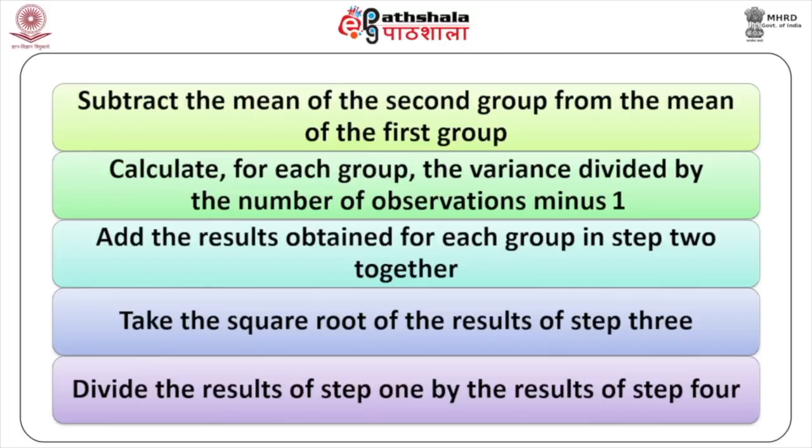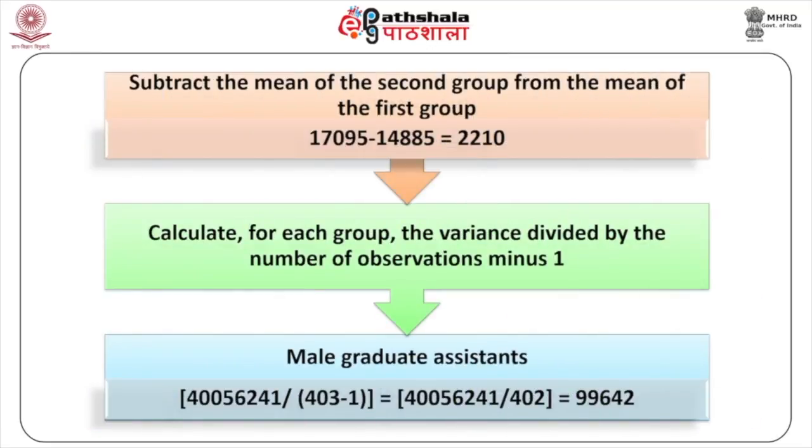To calculate t, first subtract the mean of the second group from the mean of the first group. Second, calculate for each group the variance divided by the number of observations minus 1. Third, add the results obtained for each group in step 2 together. Fourth, take the square root of the results of step 3. Fifth, divide the results of step 1 by the results of step 4. For example, subtract the mean of the second group from the mean of the first group. We have 17095 minus 14885 equals 2210.